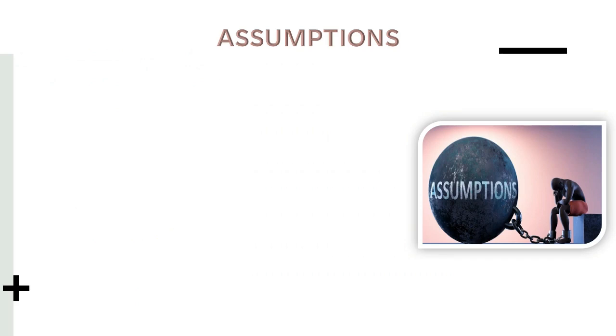Before understanding what the production possibility curve is, we should make ourselves familiar with various assumptions on which the production possibility curve depends. The first important assumption is that there should be only one country. While explaining the production possibility curve, we should limit ourselves to only one country.